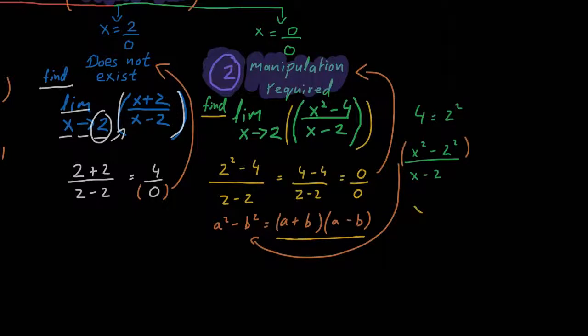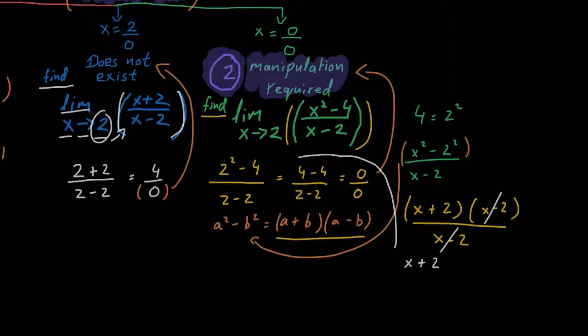So (x plus 2)(x minus 2) divided by (x minus 2). We can simply cancel off x minus 2 and x minus 2 and we'll be left with x plus 2. If we substitute the value 2 into the equation, we will get 2 plus 2 is equal to 4. Hence, 4 is your answer.